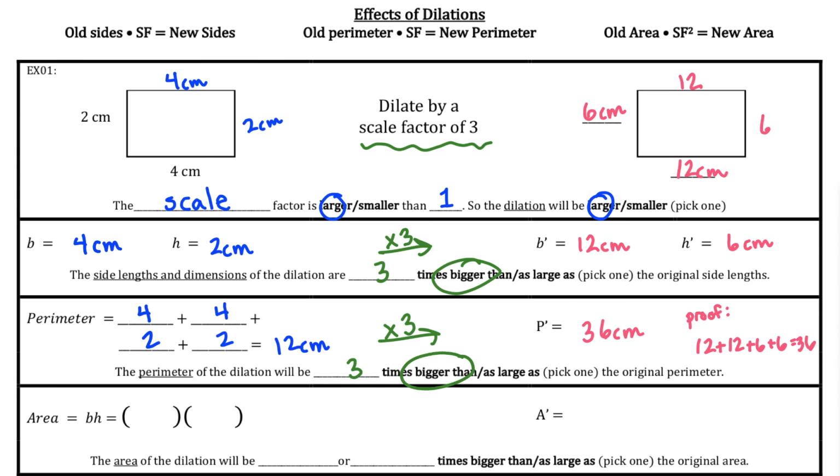Now this is where it changes. So let's get the area. Let's do base times height. Our base is 4 centimeters and our height is 2, and we get 8 centimeters squared. Now don't forget the centimeters squared.